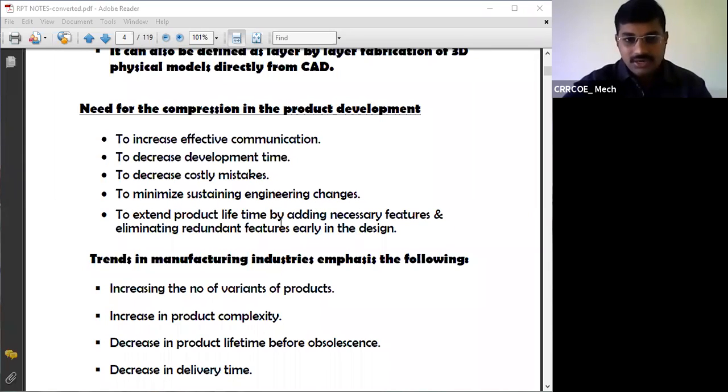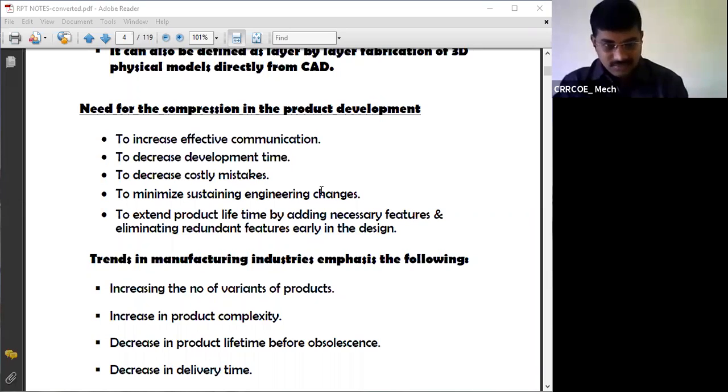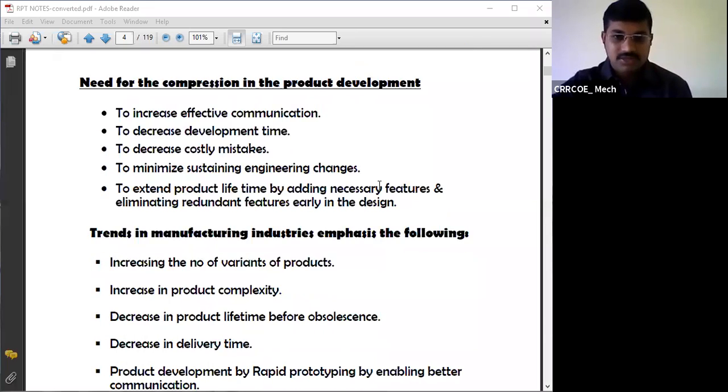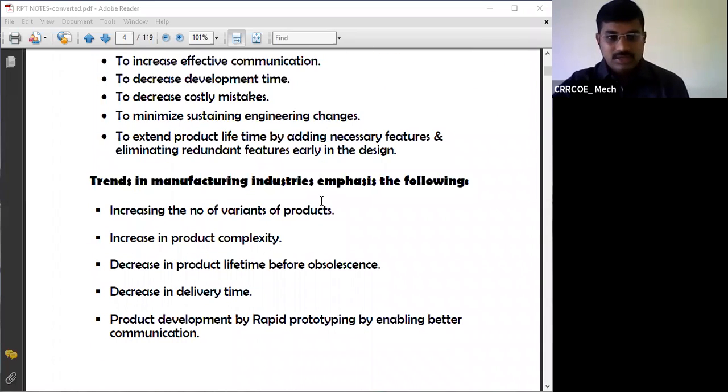To extend the product lifetime by adding necessary features and eliminating redundant features early in the design. In product development, we use CAD tools. Eliminating redundant features means removing unnecessary features and adding additional features, that is, the shape. Whatever geometries and shape are required, we are going to include.